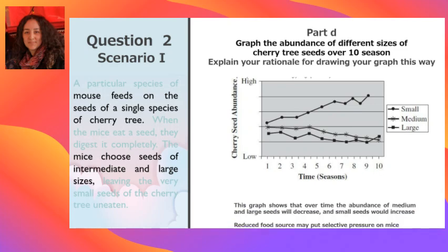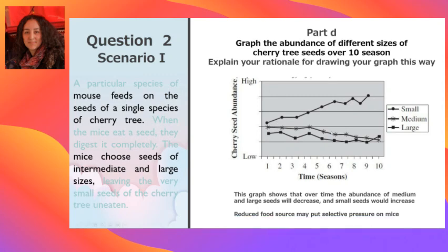So this graph shows that over time, the abundance of medium and large seeds decrease, and the small seeds would increase. And again, this is just general trends. Your lines, if you drew this, could be a little bit more squiggly. They might have greater or lesser slopes. It's just about the trends.